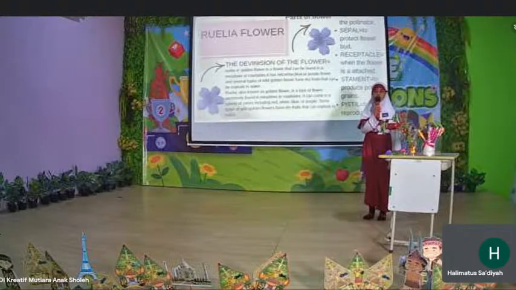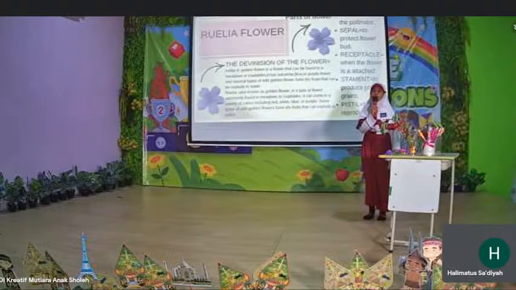And the fourth is sepal. The function of the sepal is to protect the flower bud. And the fifth or the last is petal. The function of the petal is to attract pollinators.